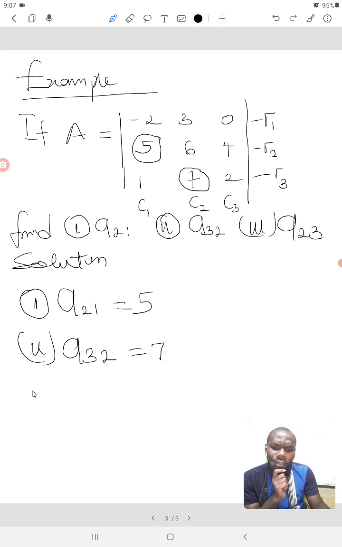So send this to me in the comment section. For me to know that you are practicing this and are even with me, help me to find A row 2 column 3.